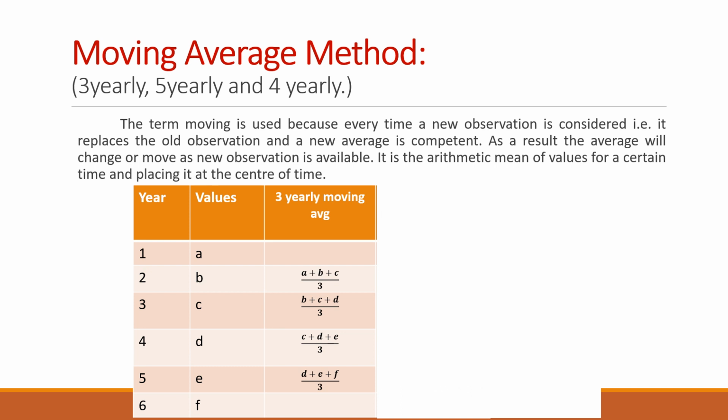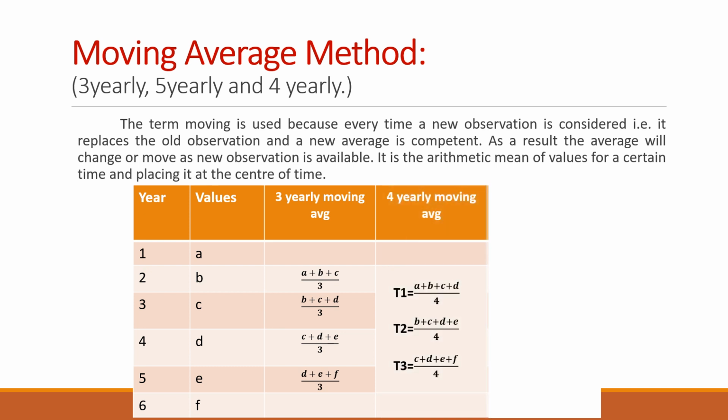In the case of a 4-yearly moving average, we have one more step. First, we find the 4-yearly moving average. The first 4 years are considered and the average is placed in the middle. The middle years are 2 and 3, so the average value is placed in between those years, divided by 4. We name it T1, that is A plus B plus C plus D divided by 4, and it is placed in between the second and third year.